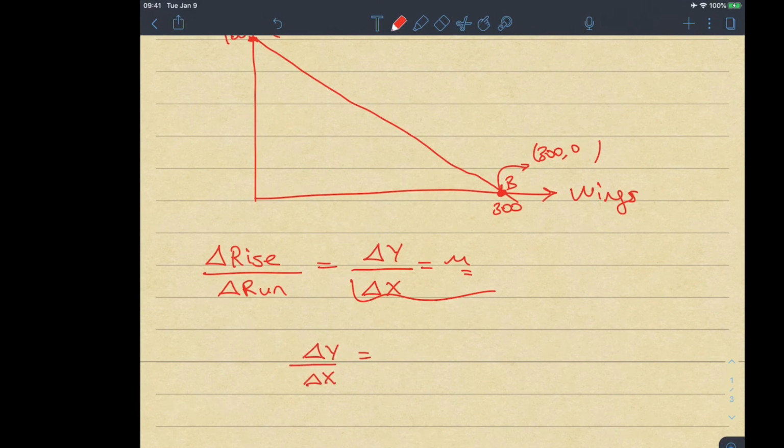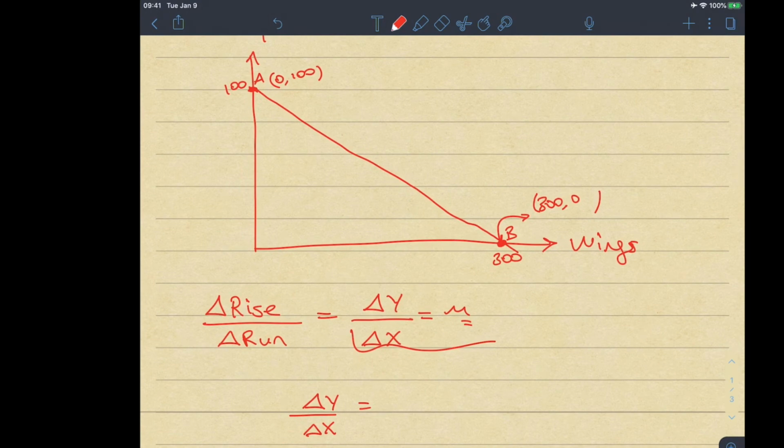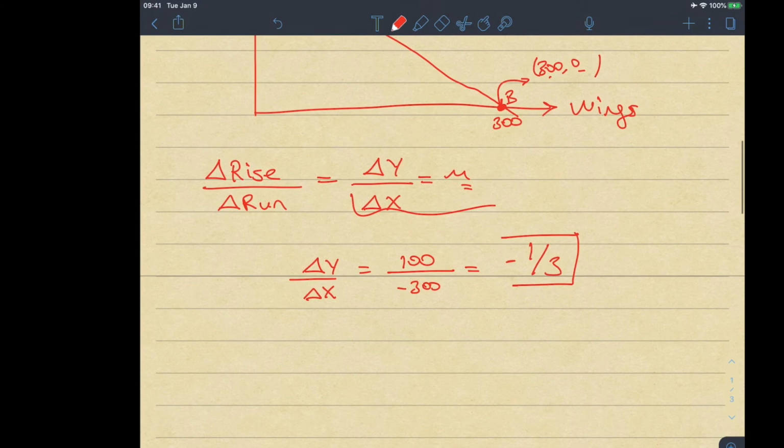So I will find the change in y. The first y is 100, the second y is 0, so the difference is 100. The first x is 0, the second x is 300, the change is negative 300. So the slope is negative 1 over 3. Let's save it here. And now let's try to calculate the opportunity cost.